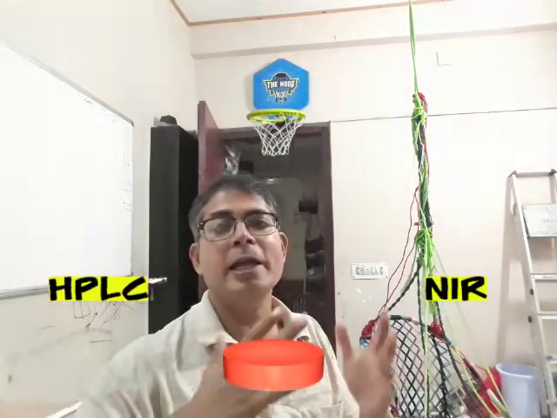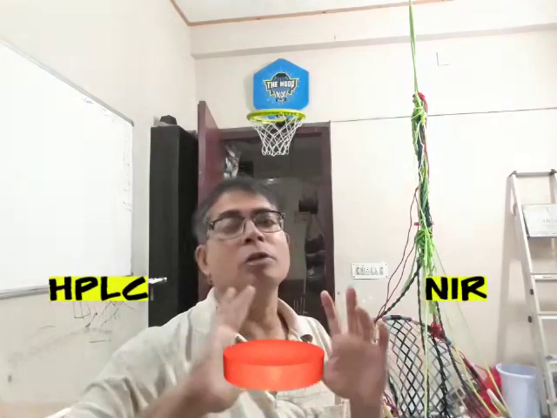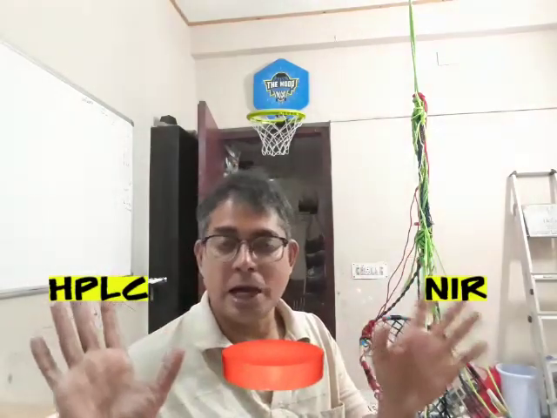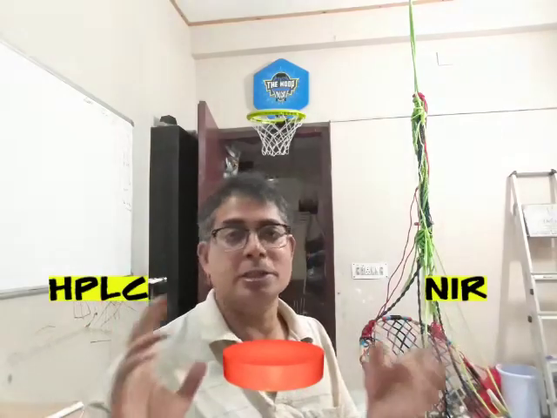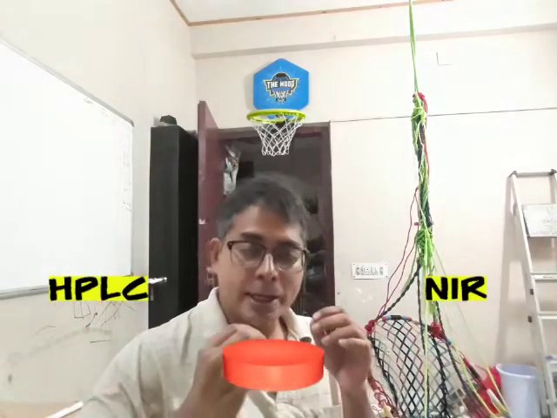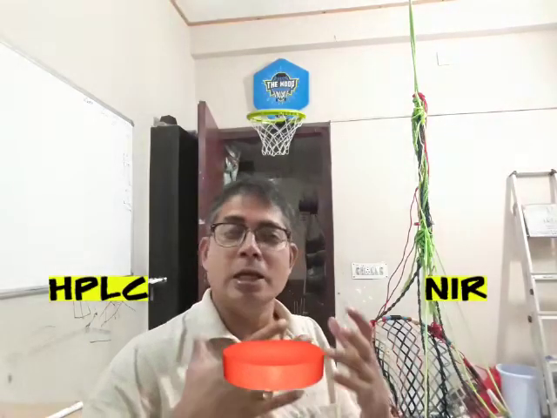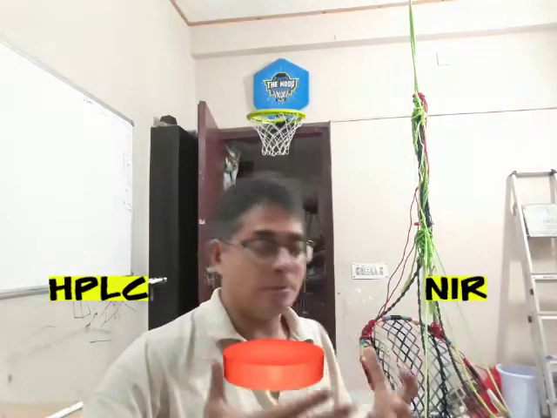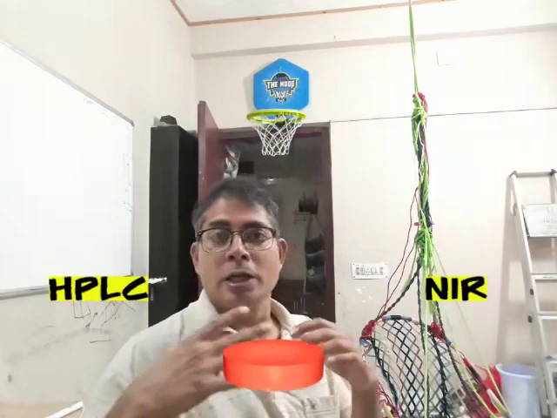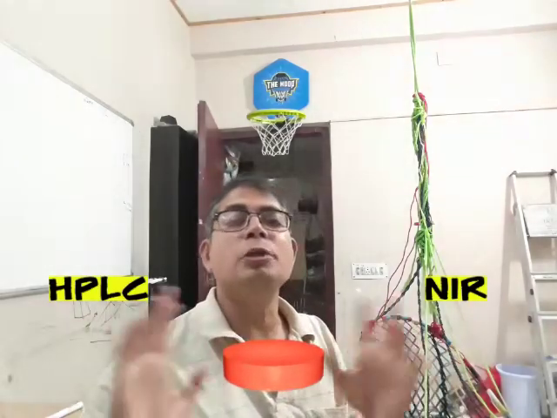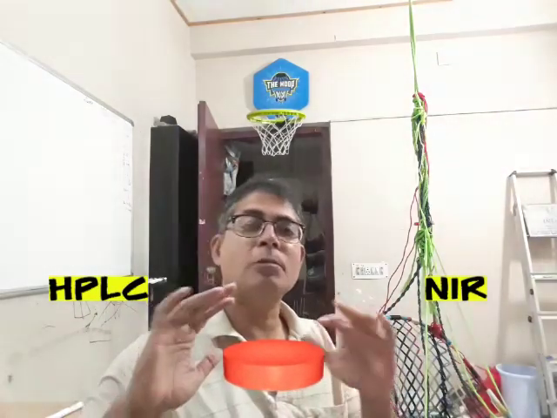Two such methods are called the HPLC method and the NIR method. I do not really know what these two methods are, but these are two chemical processes by which you can measure the amount of active ingredient inside a tablet. In this study, we want to compare these two methods, whether they give comparable results, things like that.